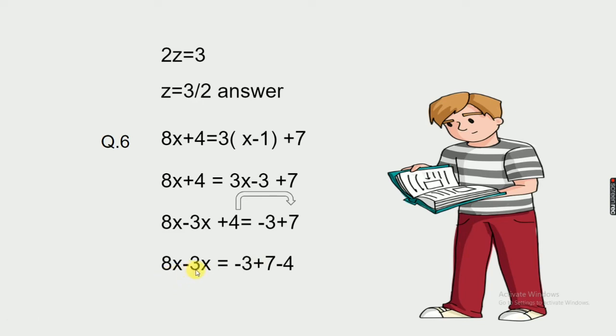So, we got 8x minus 3x is equal to minus 3 plus 7 and minus 4. Solving this, 8x minus 3x is equal to 5x. This is equal to minus 3 minus 4 becomes minus 7 plus 7. Minus 7 and plus 7 is equal to 0. So, this became 5x is equal to 0.